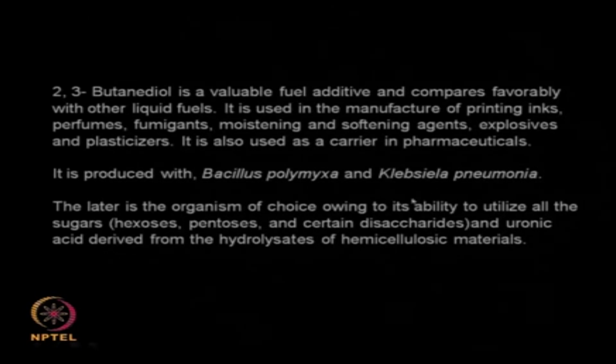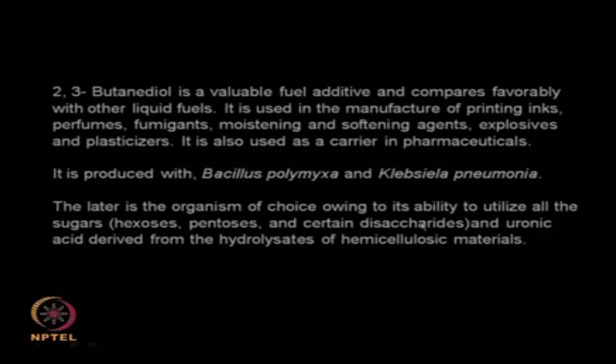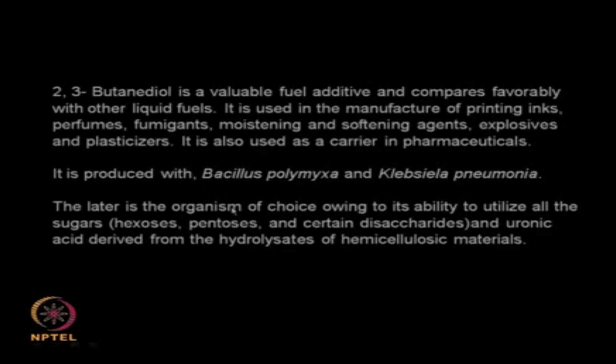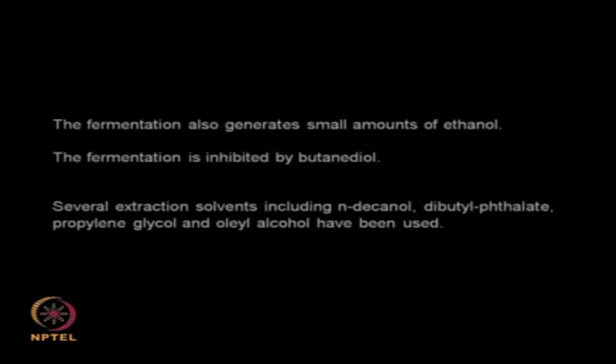Generally the second organism is preferred because it can utilize a large number of sugars for converting into 2,3-butanediol. So hexoses can be used, pentoses can be used, or even disaccharides can be used, which can be fermented to 2,3-butanediol. The fermentation also produces a little bit of ethanol, that is one point. So ethanol tolerance is very important, number 1. Number 2, butanediol itself is toxic to these organisms. So what you have to do is, as soon as you produce butanediol, you have to remove the butanediol and then send the broth back into the reactor for further fermentation.